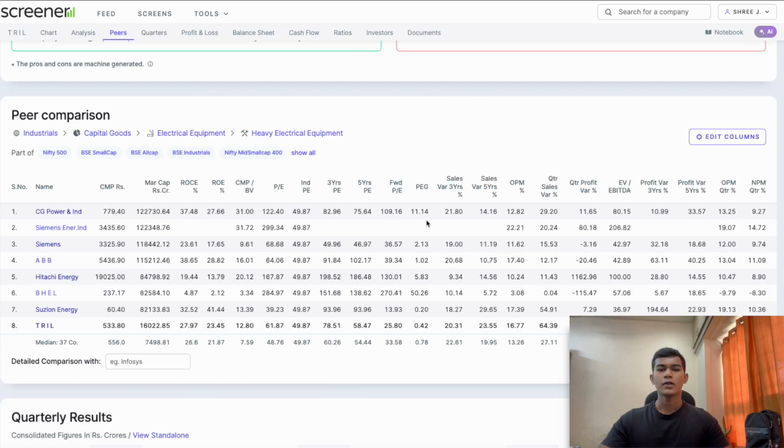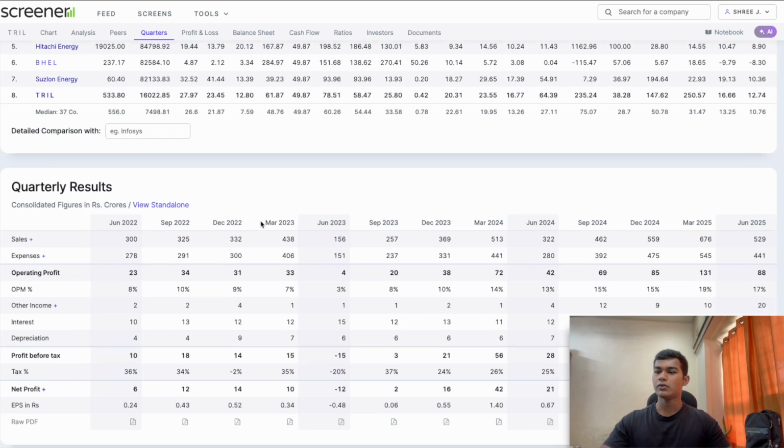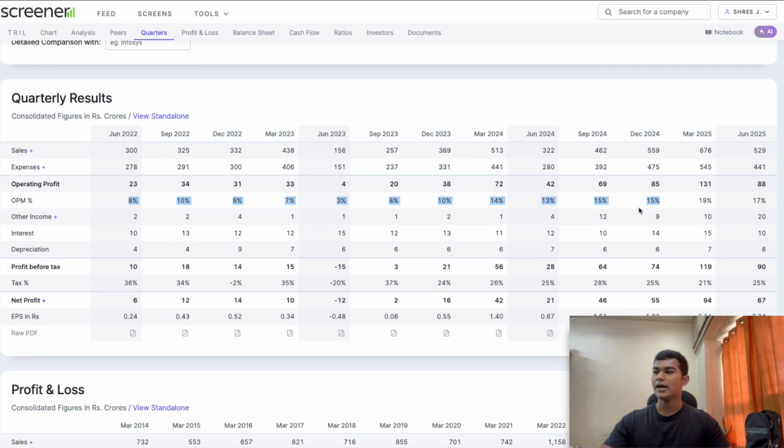in terms of margins. So as I was saying earlier, what we want to see is a gradual uptick in the margins. As you can see, this company used to do around 8-10% margin. Now the company is doing 19-20% margins. So you want to see a gradual uptick in the margin and not a lot of volatility in the margins.